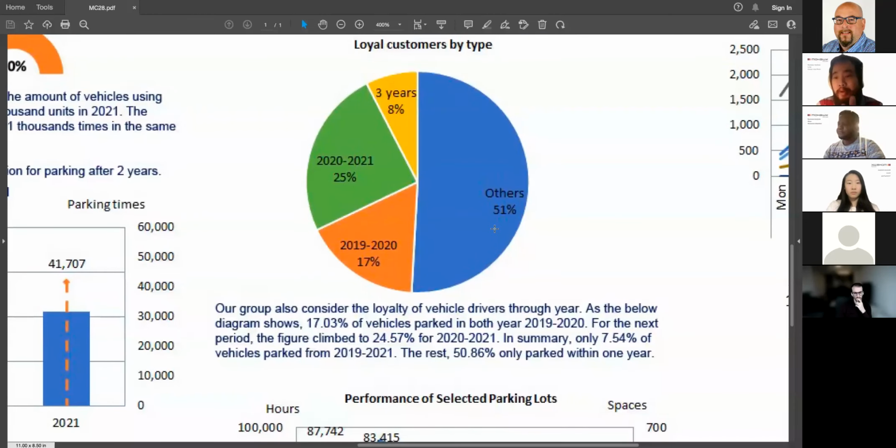But in the above diagram, we only compare within the year. Now we extend it, looking at the people who survive in a parking lot for more than 2 years. So we can see that only 49% of people can survive more than 2 years.